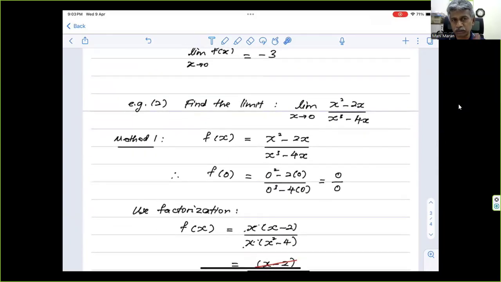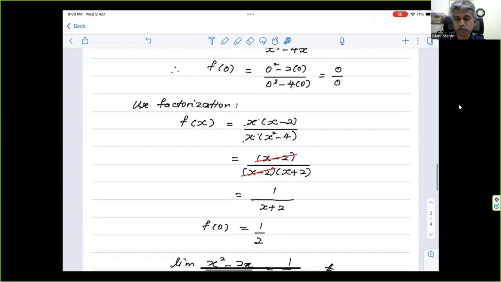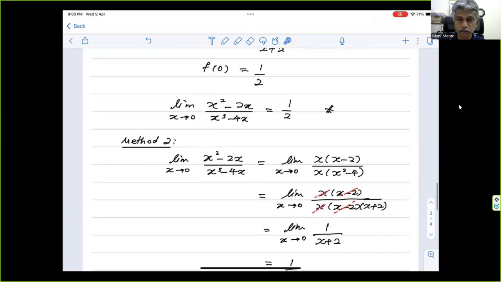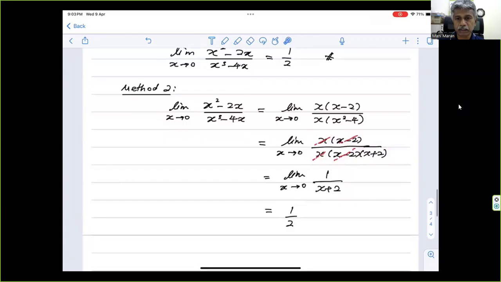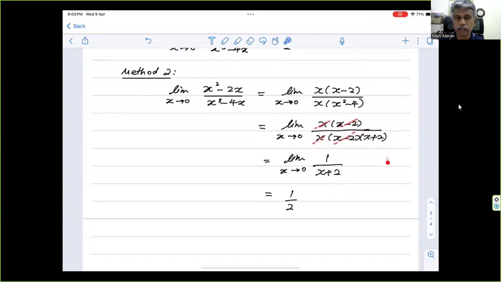There are plenty of exercises given in your book. I want you all to try all the problems, as many as possible. If you cannot understand, just let me know. I've given you some examples as well, on how to rationalize the numerator or denominator.